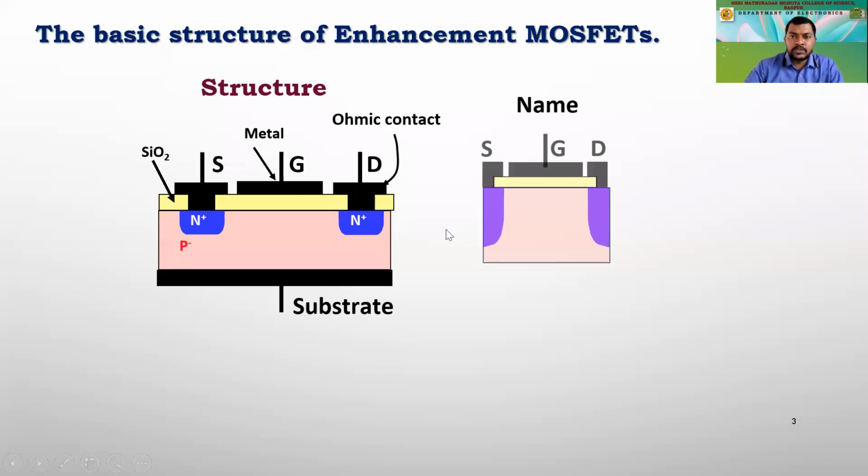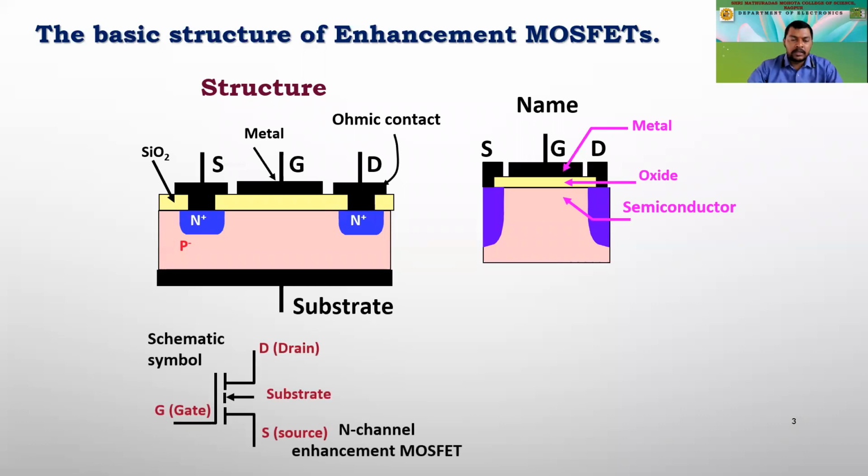Now, as for the name, it can be kept as metal oxide semiconductor, MOS. Why it is called enhancement, that is what we will study in the coming part.